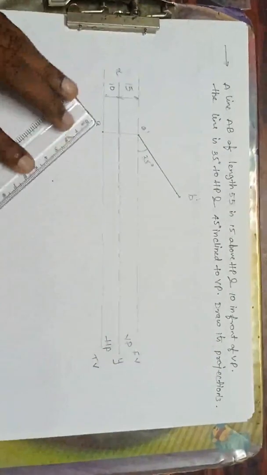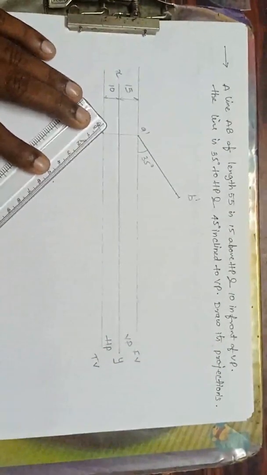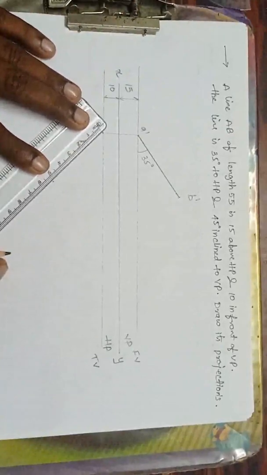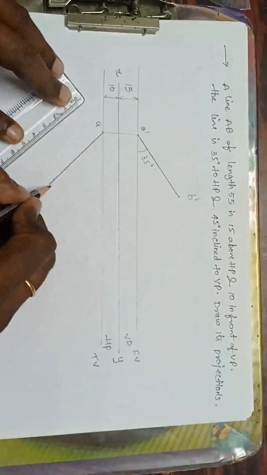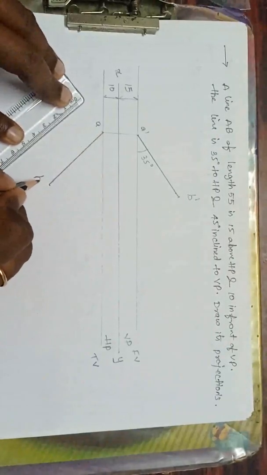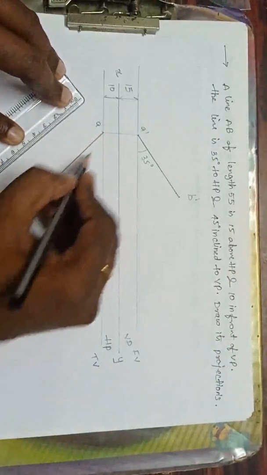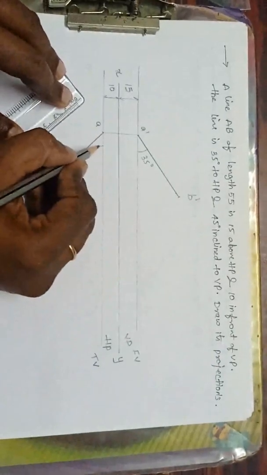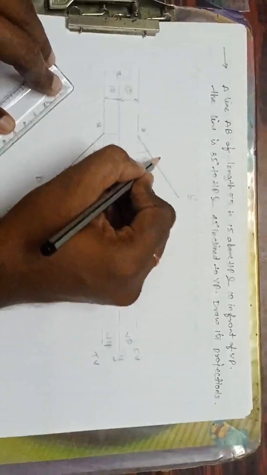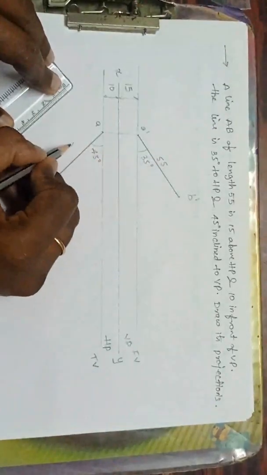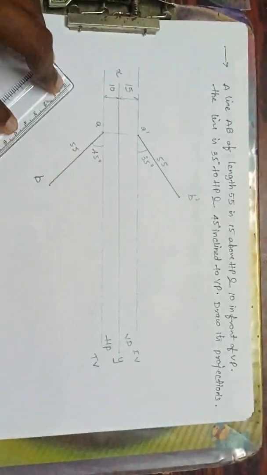Now, length how much? He has given 55. So I will draw this. So this is point B. Because this is the original length, I will draw the dark line. Now, angle how much? 45 degrees. Done. Now, length how much? Original lengths are 55 and 55. Now, what we have to do?